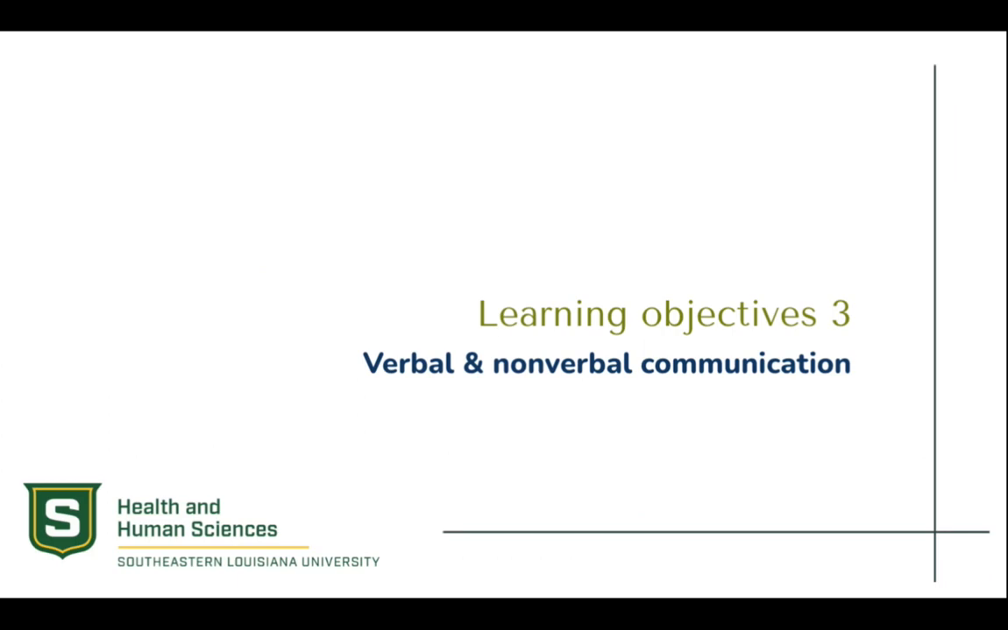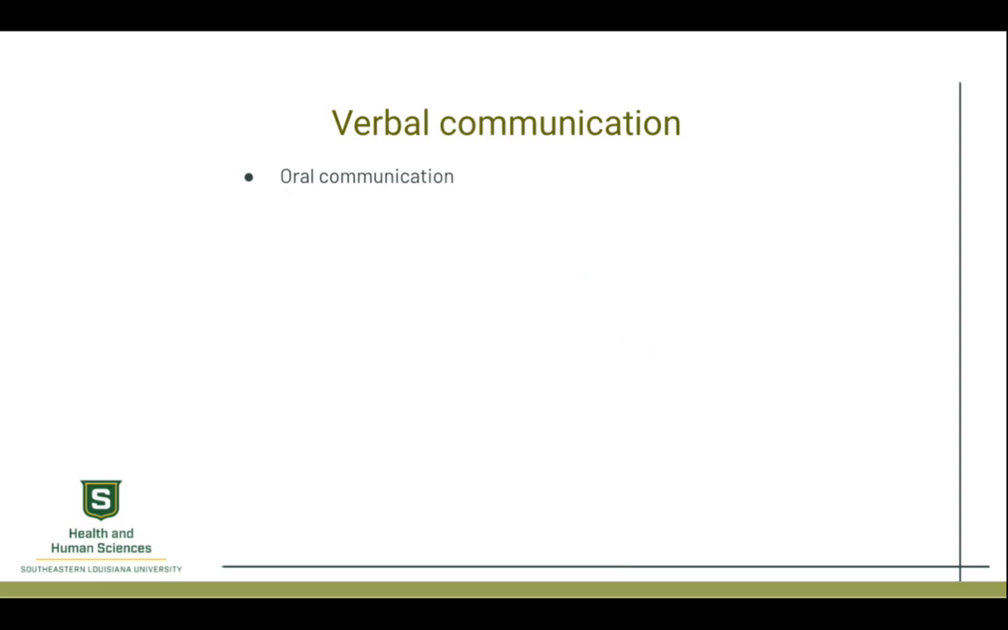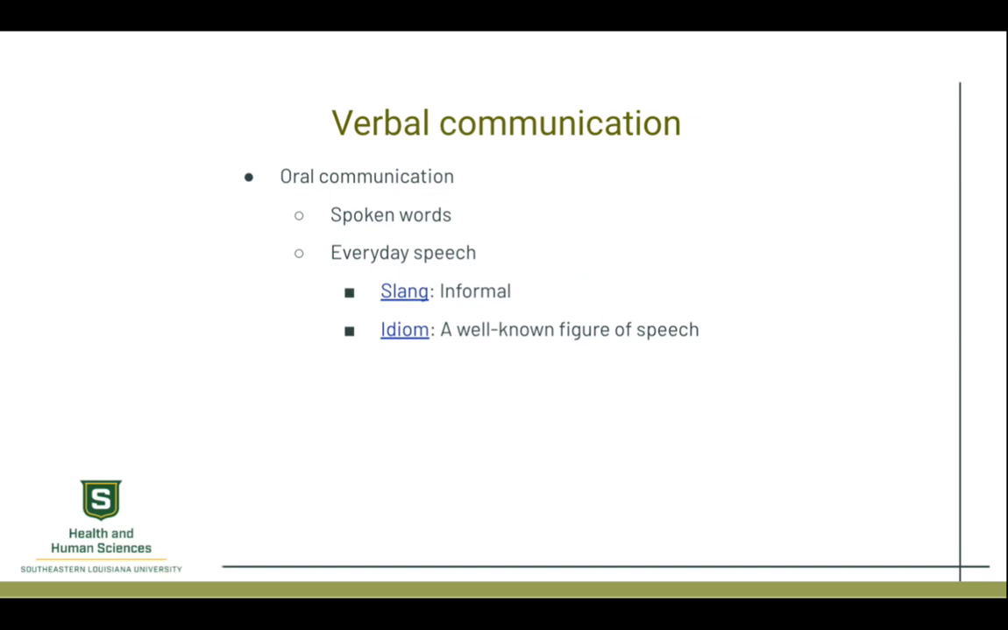So how do you do all of that communication? Well, verbal and non-verbal elements of communication come into play here. With verbal communication, we are talking about oral communication, such as spoken words, everyday speech. Examples of everyday speech would be slang. Slang is generally informal. And then you have idioms. Idioms are well-known figures of speech. Well-known, kind of, because that depends on who you're speaking to, but generally you could use it as a well-known figure of speech. And colloquialism is a regional phrase that I use.